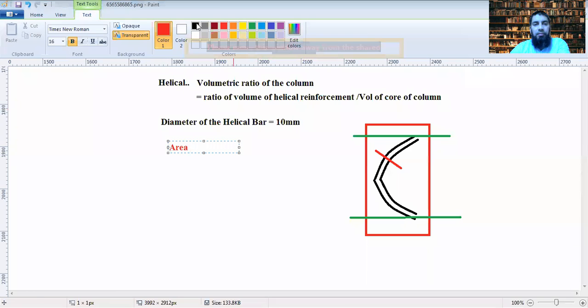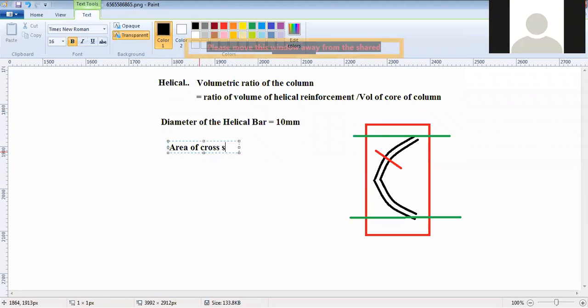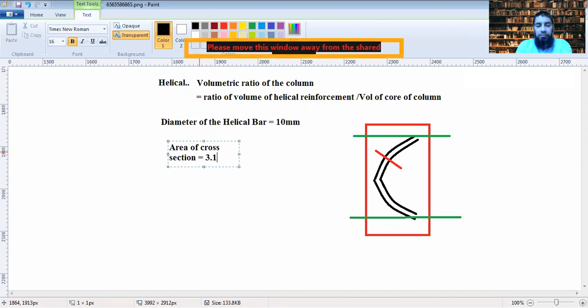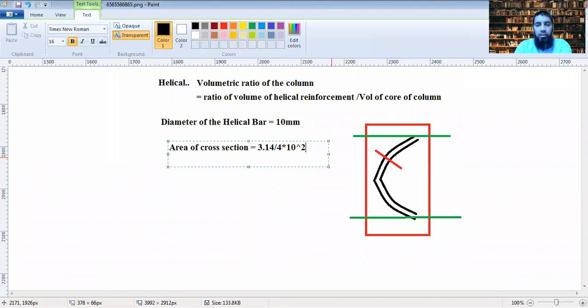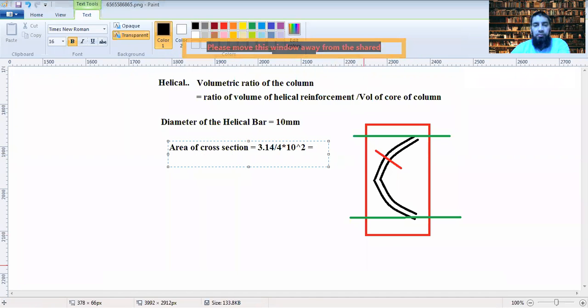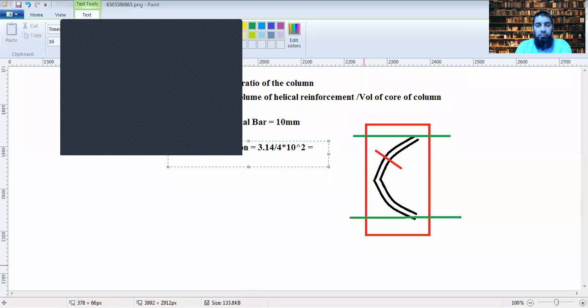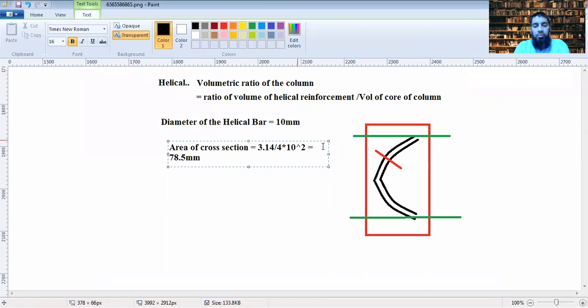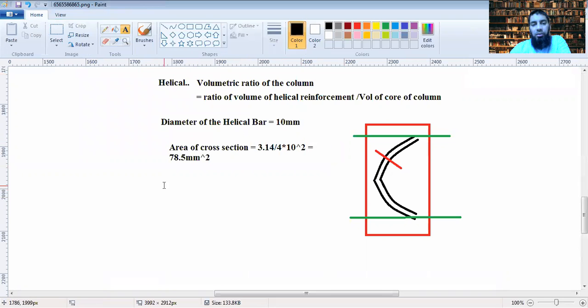That would be π/4 d square. Now d is 10, so it's around 78.5 mm square. It's the area of cross section of this bar.